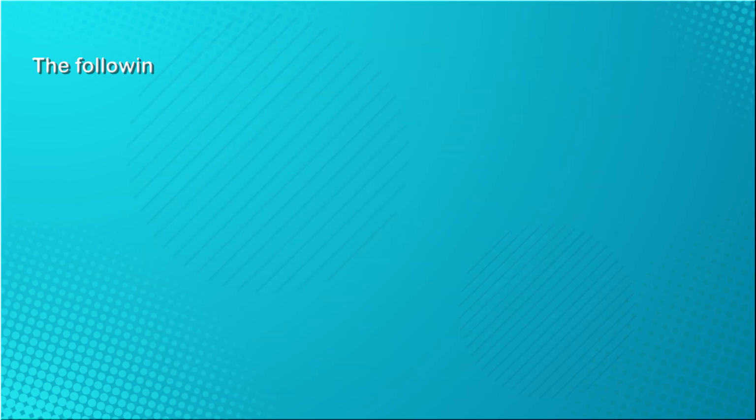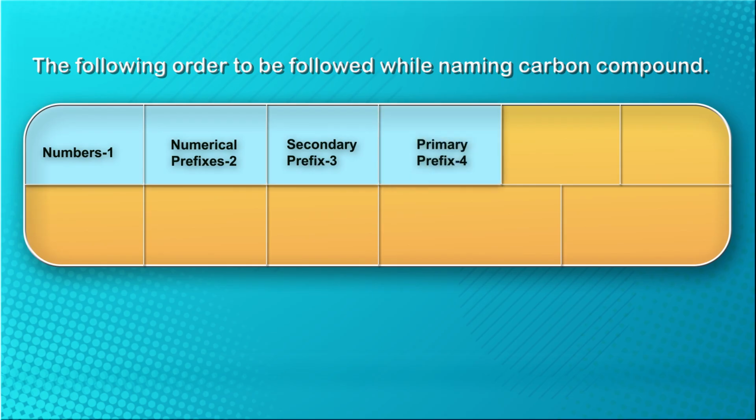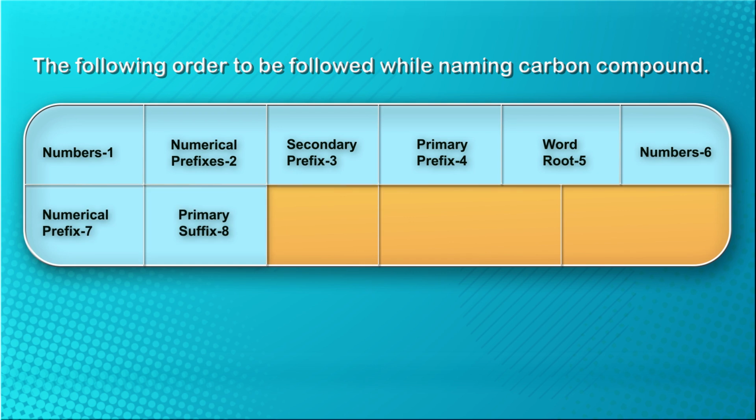The following order is to be followed while naming the carbon compound. First, numbers. Second, numerical prefix. Third, secondary prefix. Fourth, primary prefix. Fifth, word root. Sixth, numbers. Seventh, numerical prefix. Eighth, primary suffix. Ninth, numbers. Tenth, numerical prefixes.